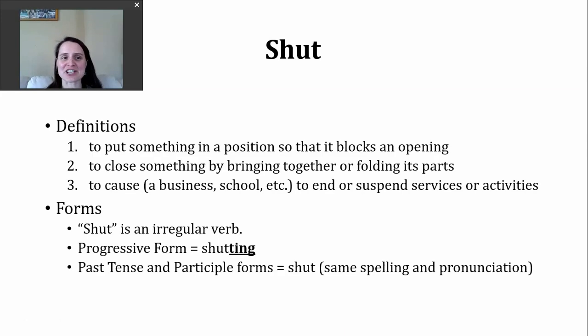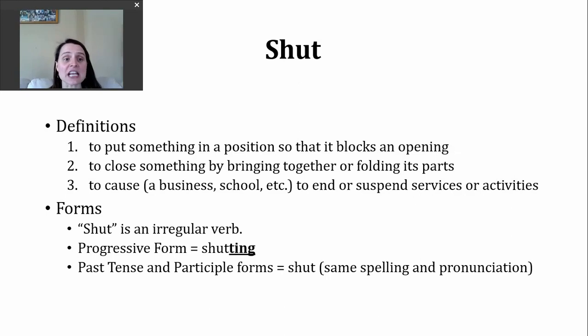Let's start with some definitions. The first definition is to put something in a position so that it blocks an opening. You might think of shutting the window, shutting a door. All of those things are closing an opening.